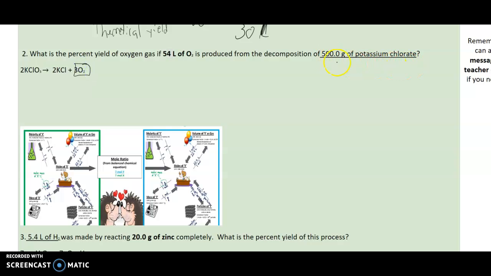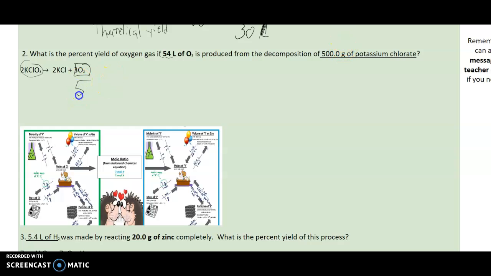And then this is saying this is when we use 500 grams of potassium chlorate. Remember, this is potassium chloride, and this is chlorate. You don't have to have that memorized. We actually got this, but the math we need to do is the following. We need to figure out what we should have gotten if we did the lab absolutely perfectly, which almost never happens. So anyway, let's get going.